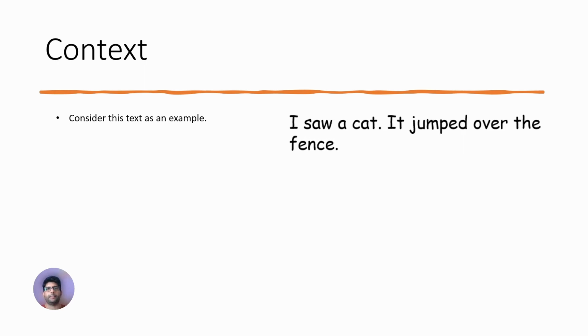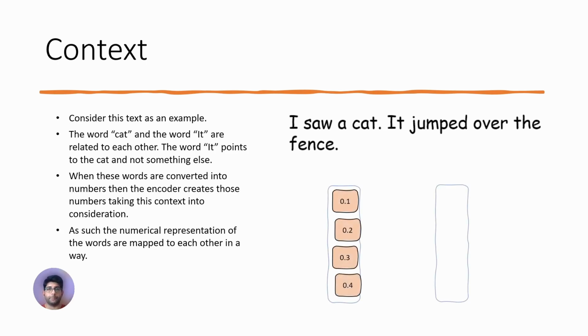As I said, each word's numerical representation is mapped to the numerical representation of the other words. This is necessary to maintain context, or to help the neural network understand the context of different words in an input text. Say for example, this text: I saw a cat, it jumped over the fence. Now in this text, the word it relates to cat and not the fence. For you and me as humans, it is simple to understand, but it is not that simple for a neural network to understand that the word it actually represents the cat and not the fence.